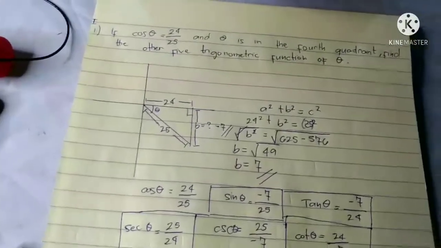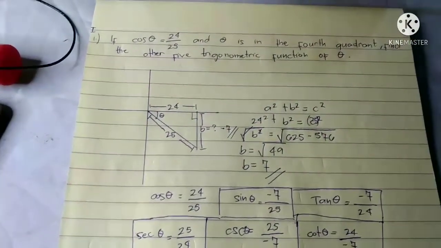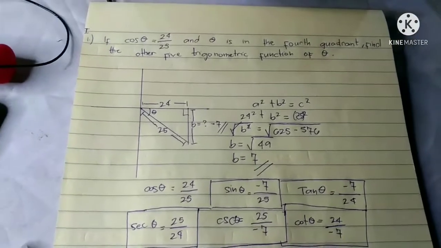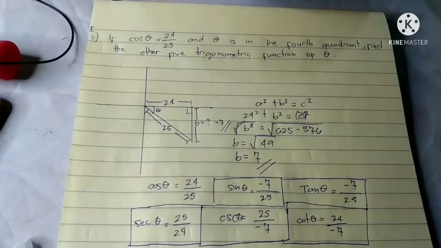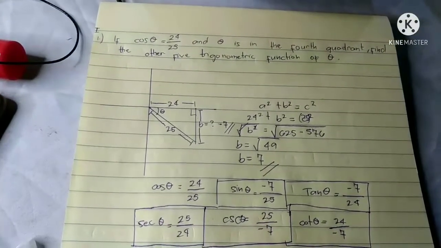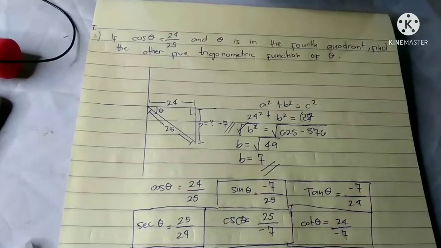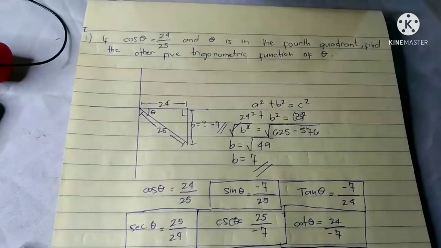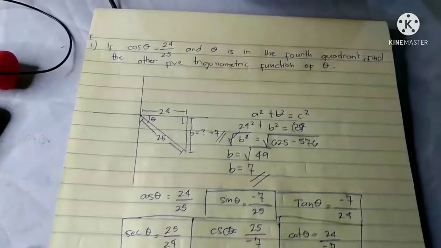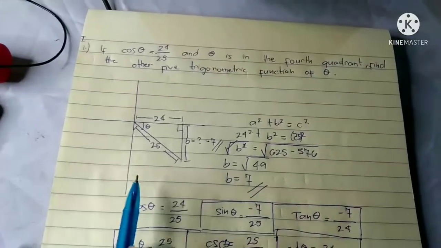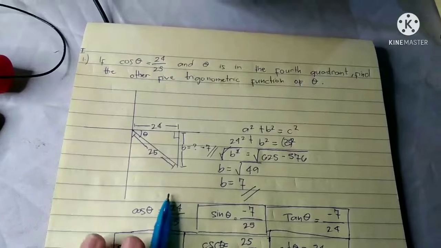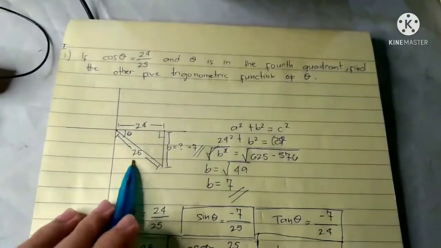We are in part 1 of our problem sets. So, for number 1, we have here, if cosine theta is equal to 24 over 25, and theta is in the fourth quadrant, find the other 5 trigonometric functions of theta. So, to find the other 5 trigonometric functions, we need to illustrate first.